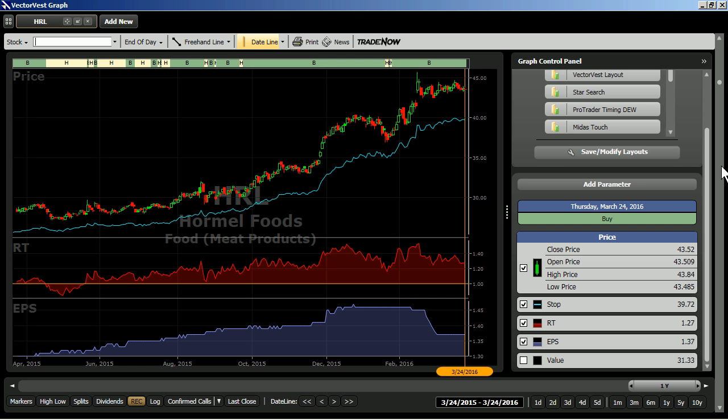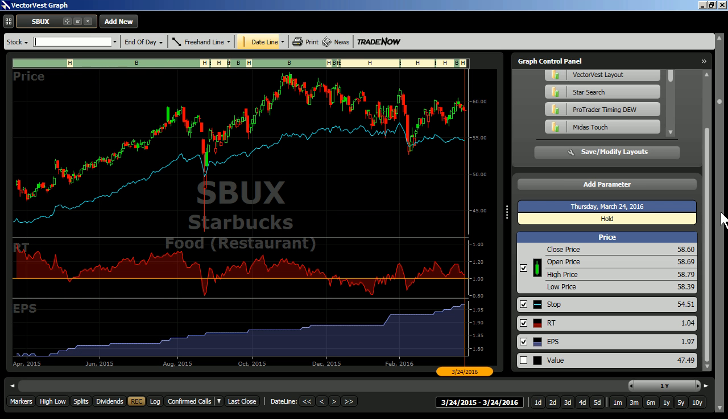Hormel Foods, another very fine looking graph. Earnings per share did have a little dip back here, but the stock actually gapped up just before that. Probably an earnings announcement, but again, a stock whose RT for the better part of the last year has stayed above 1 and risen nicely. So these are the type of stocks we want to see. As we cherry pick through, not every stock at the top of every list is going to do that.